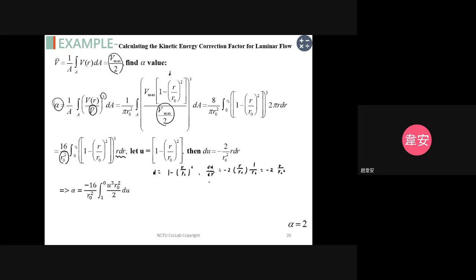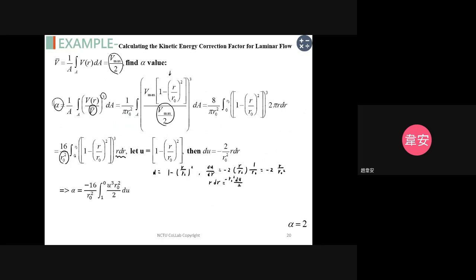So based on this equation, we know that r is equal to the du divided by 2, and we move the minus 2 to the left hand side, and move the r0 squared to the left hand side. So here is r0 squared and the minus.